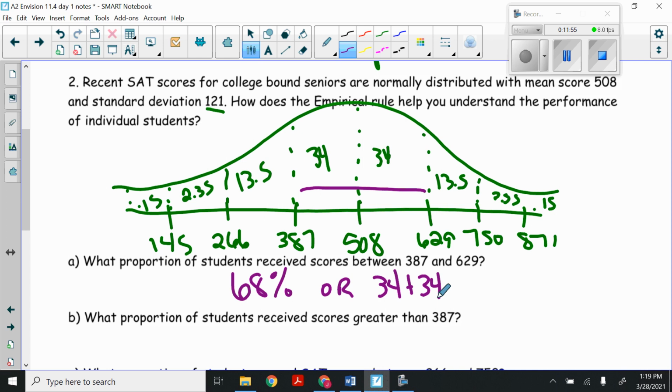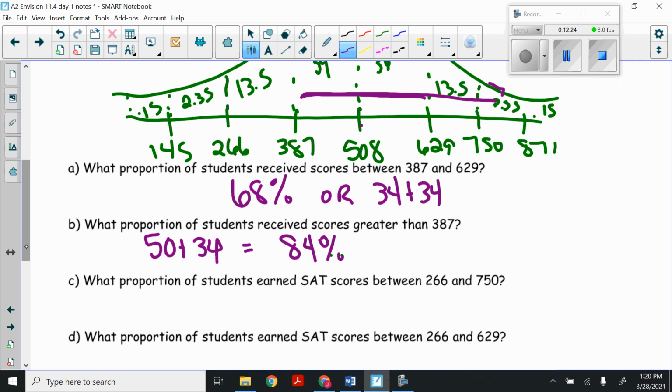B, what proportion of students receive scores greater than 387? So greater than 387, I take all of those and I add up, okay? Or I know that from the mean, the 508, everything bigger is 50%. So I could just say 50 plus this one little area 34. So that is going to give me 84% of the students received scores greater than 387.